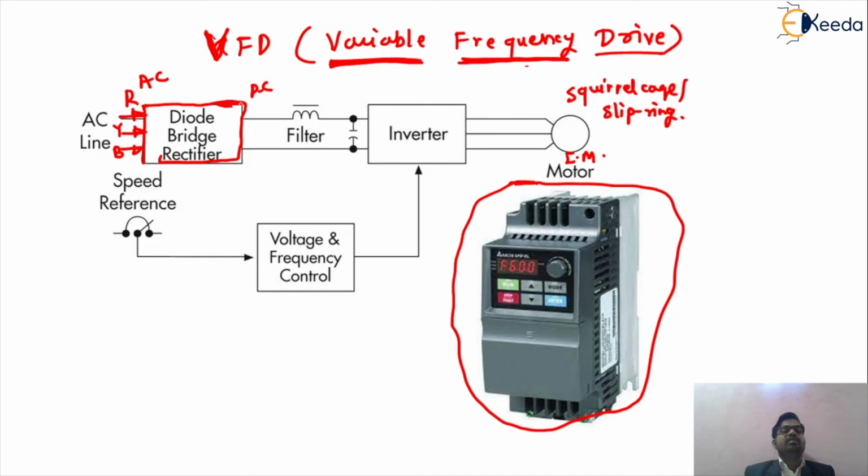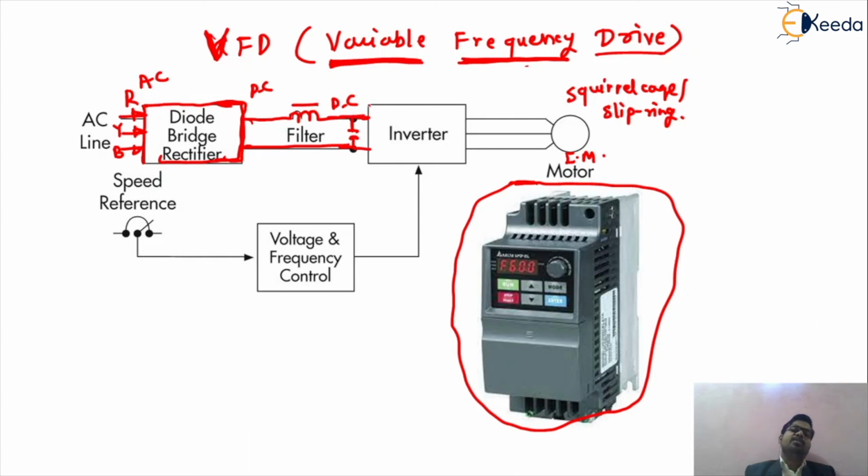This DC supply is not pure DC, it is pulsating DC. So we are using one filter circuit by which we can filter out the DC supply and we are getting the pure DC supply. We are connecting one capacitor for getting a constant voltage. Maybe this will be the VSI, that is voltage source inverter.